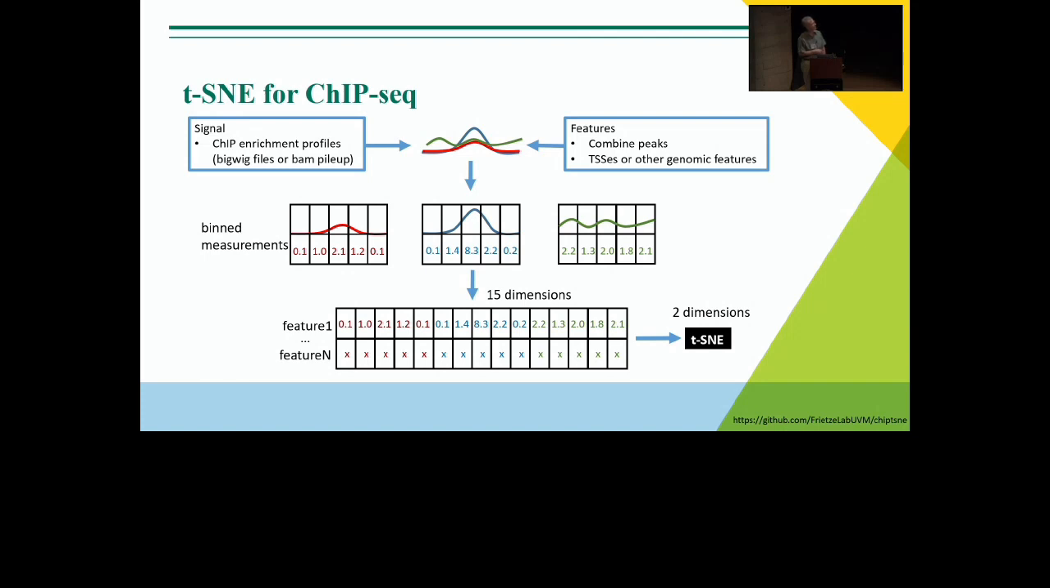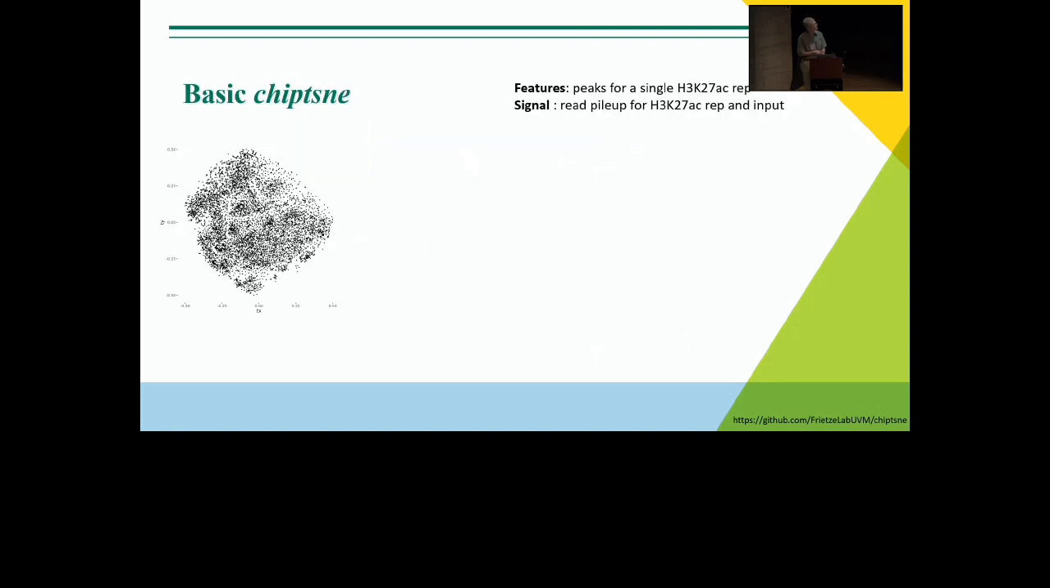And the next thing we need to do is bin each of these signal profiles and make measurements. And then we're able to combine them all into a single row on this input matrix for t-SNE. So this is where the dimensionality comes from. And then you're going to have one row in this matrix for every feature we're looking at. And then we reduce to 2 dimensions with t-SNE. And you get something like this.